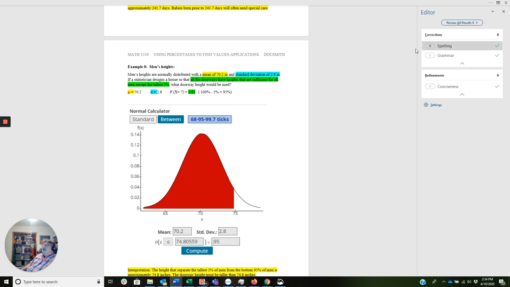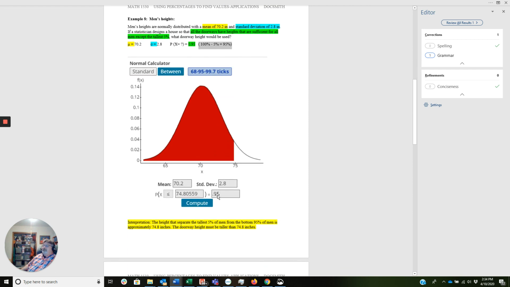So again, we found our mean. Apparently I didn't do a very good job. Well, I think you can get the picture here. The mean equals 70.2. The standard deviation is 2.8. Next, the probability. Now, notice what I did here. I like working to the left, and there's other ways we could have done this, but I'm going to go ahead and put it in this way: 100 minus 5% equals 95%.